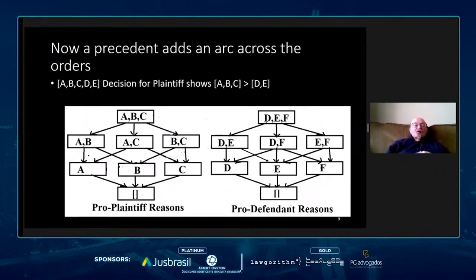So if we have A, B, C, D, E decided for the plaintiff, that shows that A, B, C is preferred to D, E. If B, C, D, E is decided for the defendant, that shows that D is preferred to B, C.